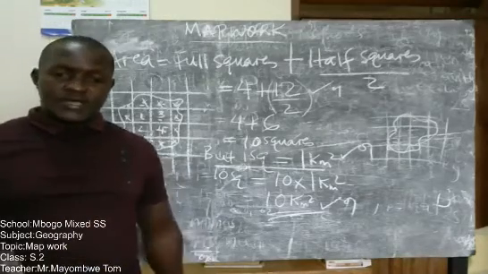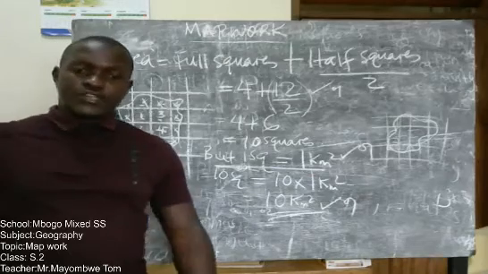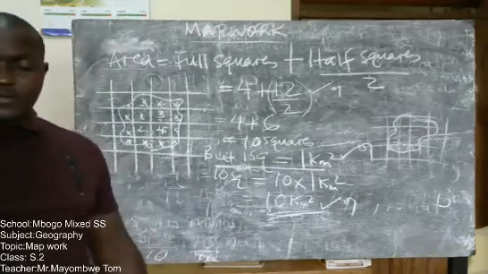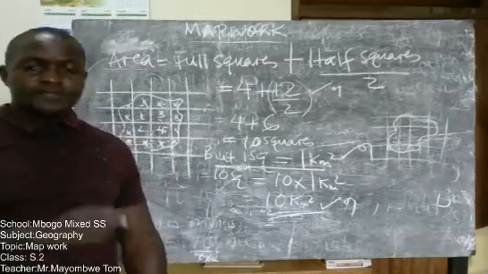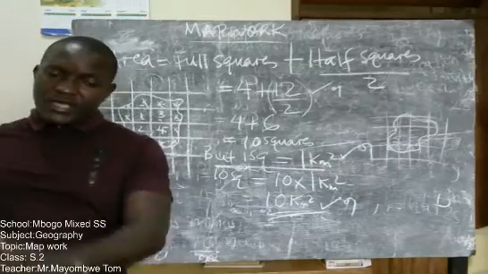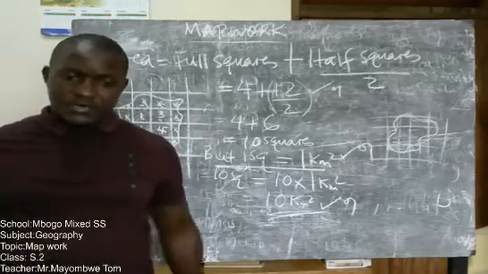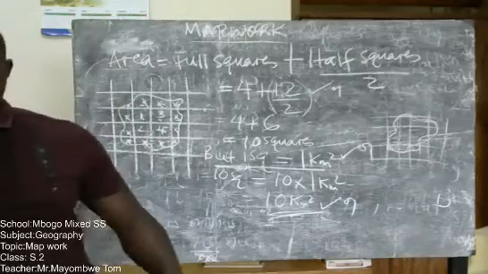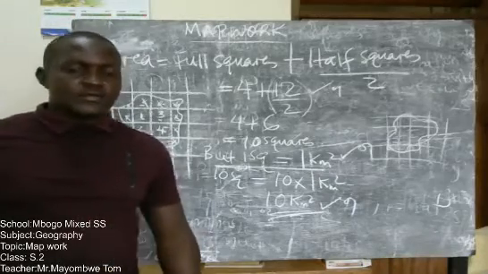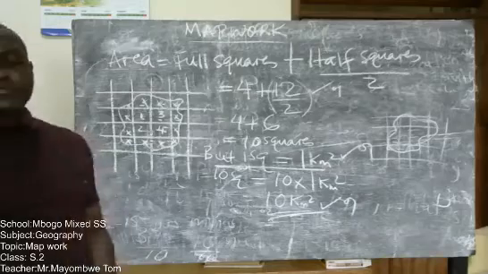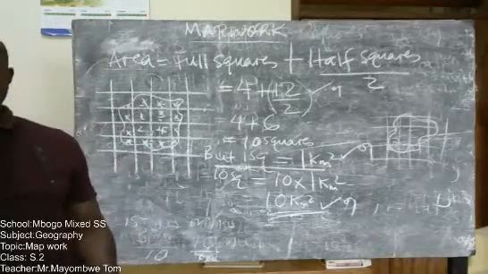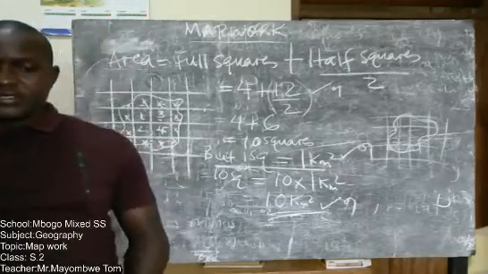After writing the formula, then count the full squares or boxes. After counting them, then the rest of the squares which have not been considered as full squares, take them as half squares. Hope you are about to finish.